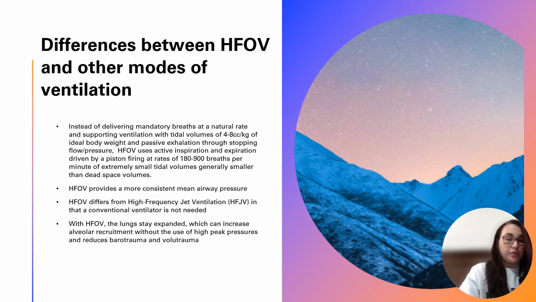With HFOV, you're using active inspiration and expiration, whereas in conventional ventilation, it's generally a passive exhalation. On the oscillator, your piston is firing at rates of 180 to 900 breaths per minute with those teeny tiny tidal volumes, and it's a push-pull motion, push-pull, push-pull. It's not a breath and then let off, breath and then let off. This allows you to have that constant mean airway pressure, and it's a little different than high-frequency jet ventilation in that it's its own separate machine. It doesn't use a conventional ventilator.